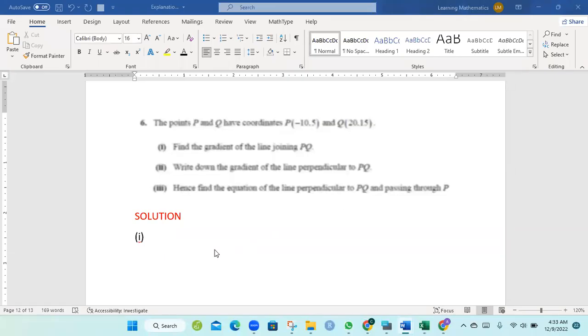The points P and Q have coordinates P is equal to (-10, 5) and Q is equal to (20, 15). The first part of the question says to find the gradient of the line joining P and Q. So we need to establish how to find the gradient of a line. So let's look up the formula for the gradient of a line.